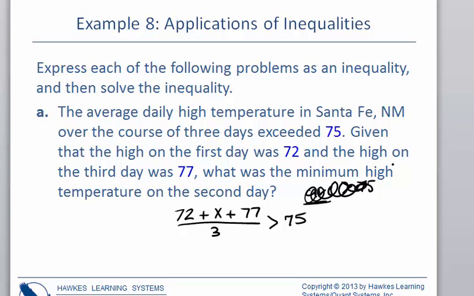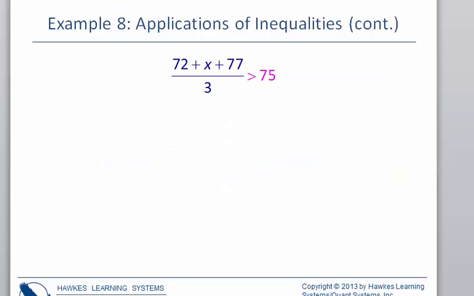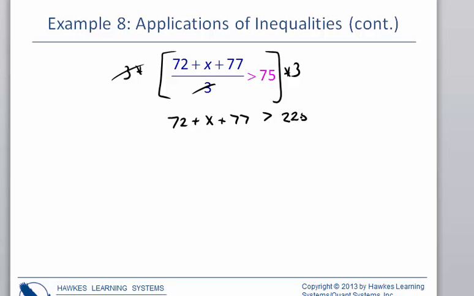Okay, so let's look at solving this. 72 plus 77 plus x, divided by 3, is greater than 75. Again, to solve this inequality, we probably want to get rid of our fraction. To get rid of our fraction, we can multiply both sides by 3. That would cause it to cancel on the left, leaving me 72 plus x plus 77. On the right, 75 times 3 would be 225.